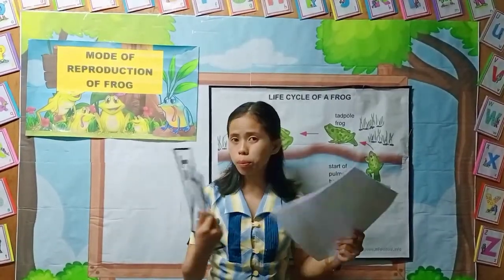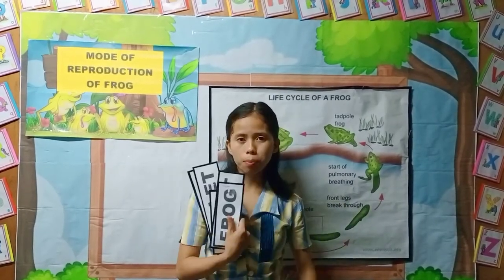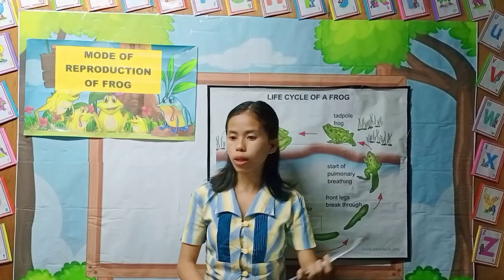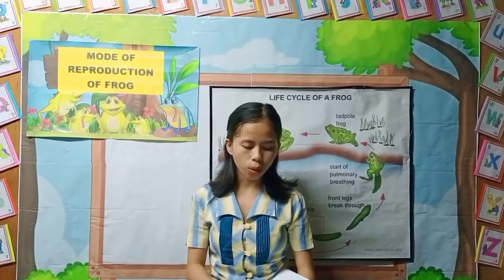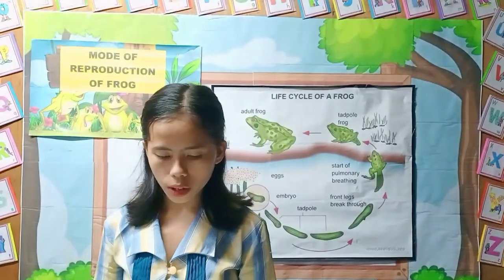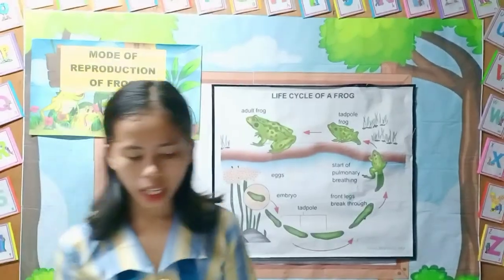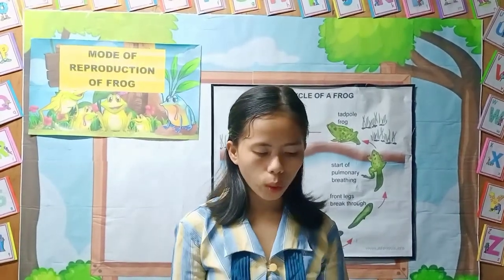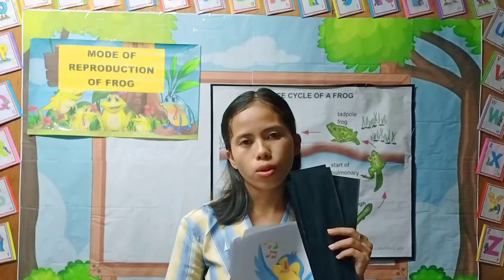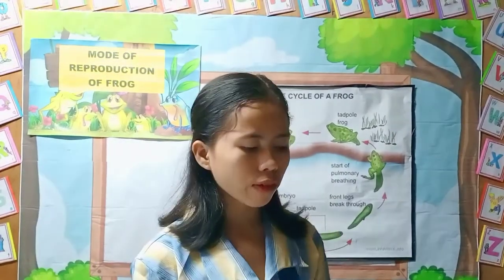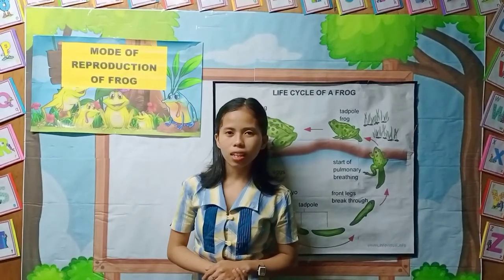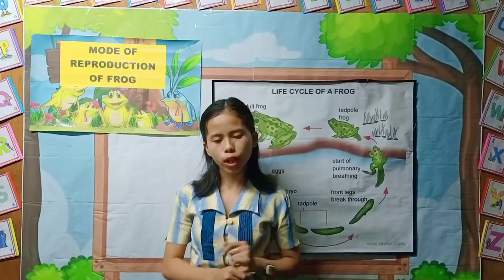Now, I have here strips of words which contain the steps in the life cycle of a frog, and I also have pictures. I'm going to distribute them per your level, and you are going to follow the instruction. For grade 3, you're going to label the parts as asked. For grade 4, I will be giving you pictures, and you are going to identify where these animals reside or live. And for grade 5, you are going to arrange these steps. Okay, I will give you 5 minutes. Okay, done, everybody? Okay, very good.